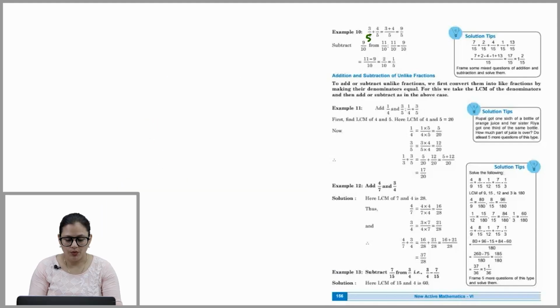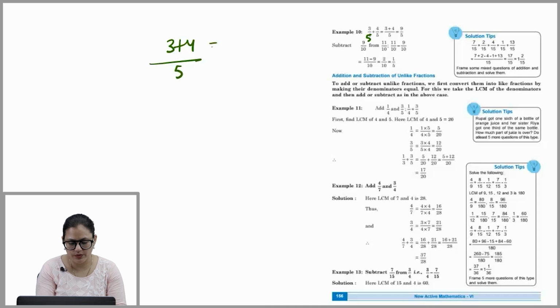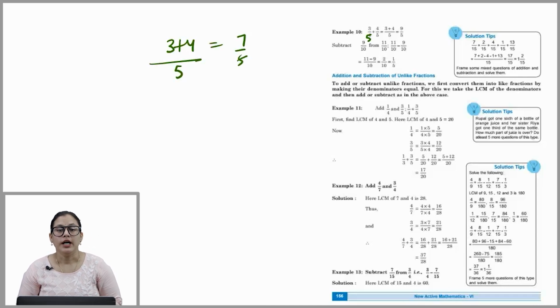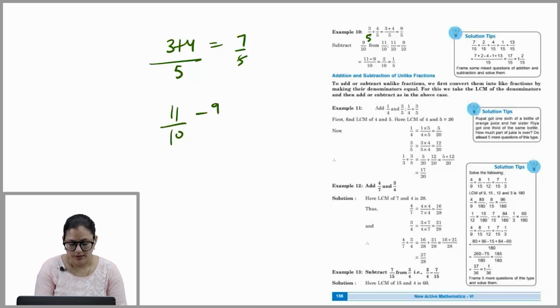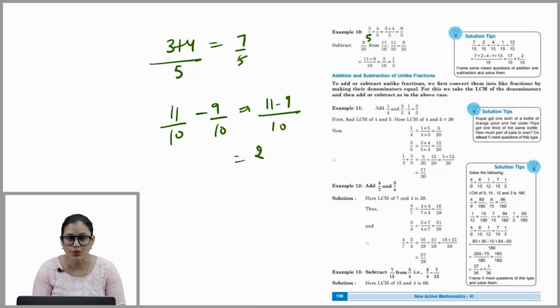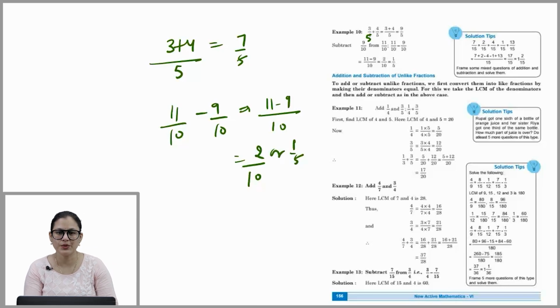So what will you do? You will add the numerators only. So you will get 7 by 5. Now subtract 9 by 10 from 11 by 10. So you will subtract numerators only and the denominator will remain the same. So you will get 2 by 10 or 1 by 5, right, students?